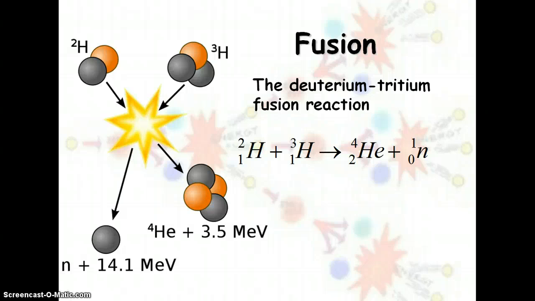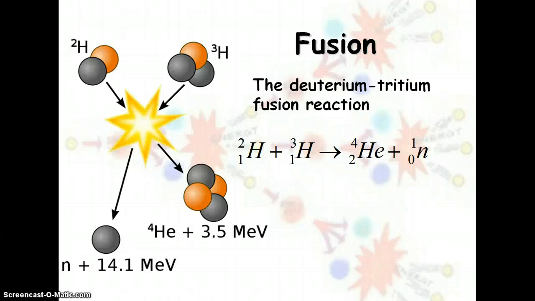All right, fusion is the opposite. We see fusion in stars. So in fusion, if you were to take 2 different isotopes of hydrogen, hydrogen-2 and hydrogen-3, and fuse them, you could make a helium-4, which is the stable isotope of helium, and you'd have 1 extra neutron left over.